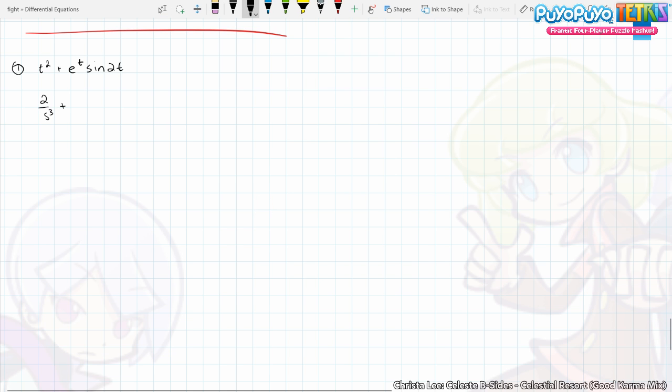2 over s cubed plus s minus 1 squared plus 4. You know, this is kind of like learning derivatives for the first time all over again. Once you get the table down, it just becomes that grind. You just mindlessly do them. I guess that's a good thing though. It's not bad. Okay.